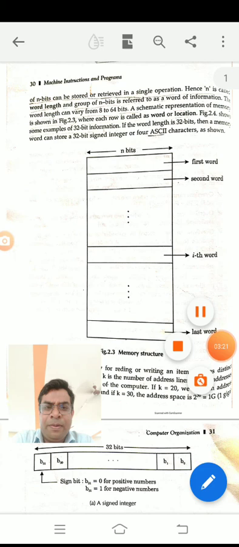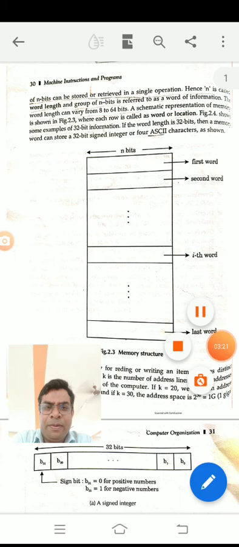The first bit, B31, is the sign bit: 0 for positive numbers and 1 for negative numbers. If the sign bit B31 is 0, it is a positive number, and if it is 1, it is a negative number, and it is stored as 32-bit information, that is a signed integer. And in figure B there are 4 characters. Each character has 8 bits, an 8-bit ASCII character, and that ASCII character is stored in 8 bits.